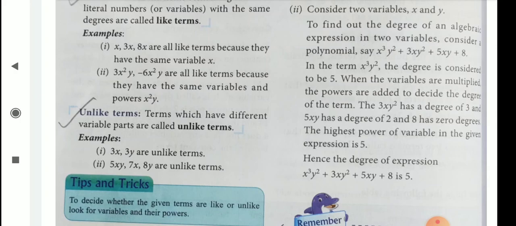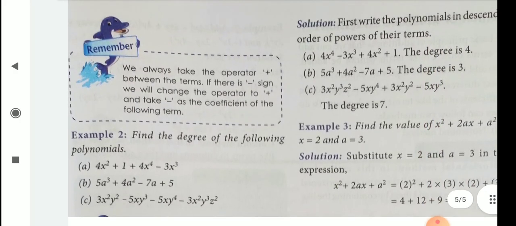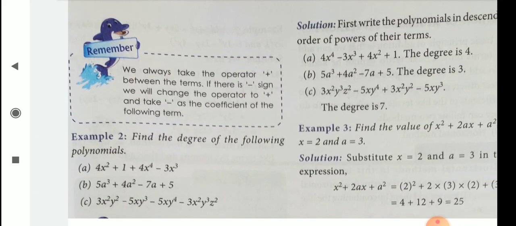So here two conditions are there. How do we get the degree? Then see some examples. Example 2. Find the degree of the following polynomials. A: 4x square plus 1 plus 4x to the power 4 minus 3x to the power 3. Here children, you see the highest power. The highest power is 4x to the power 4. So the degree is 4.